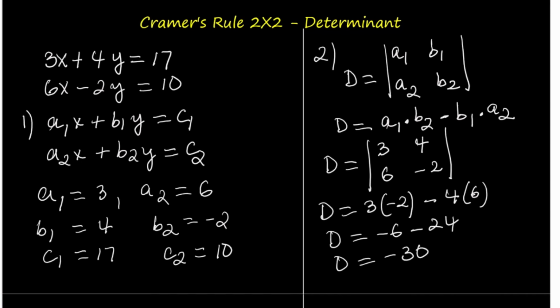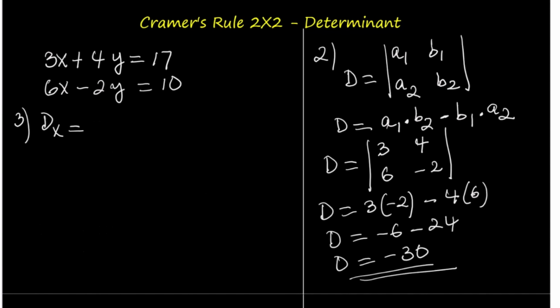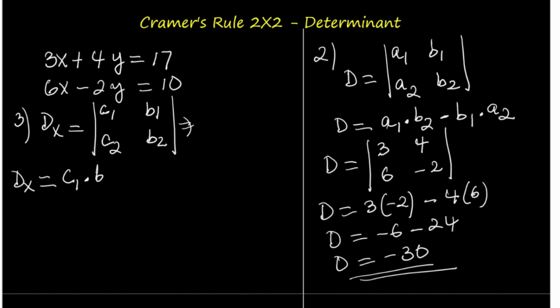Now let's calculate Dx. Dx is also a 2x2 determinant. This time, we replace the x column with the constants c1 and c2 while keeping the y column the same. To evaluate Dx, we use the same determinant formula. Dx equals c1 times b2 minus b1 times c2.